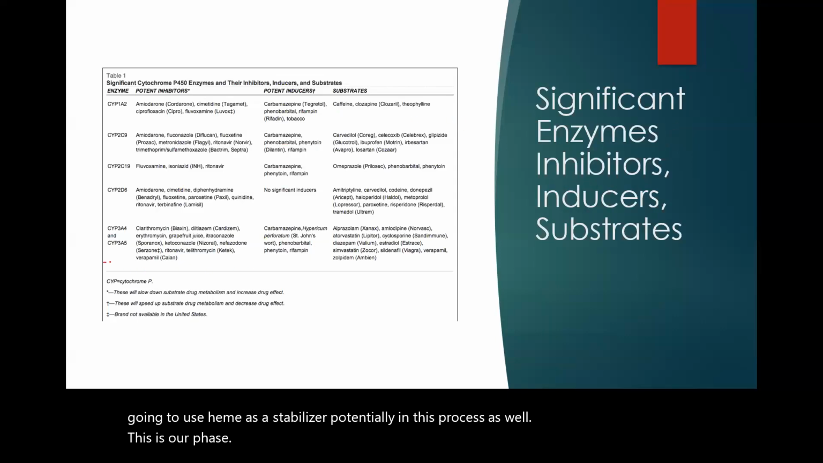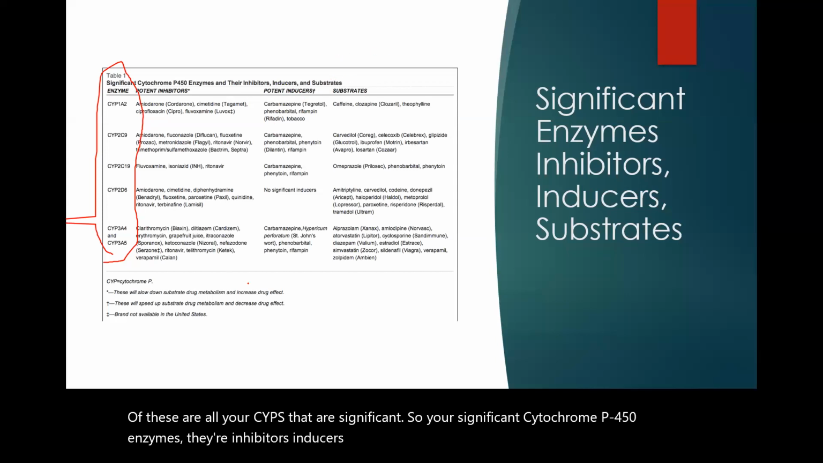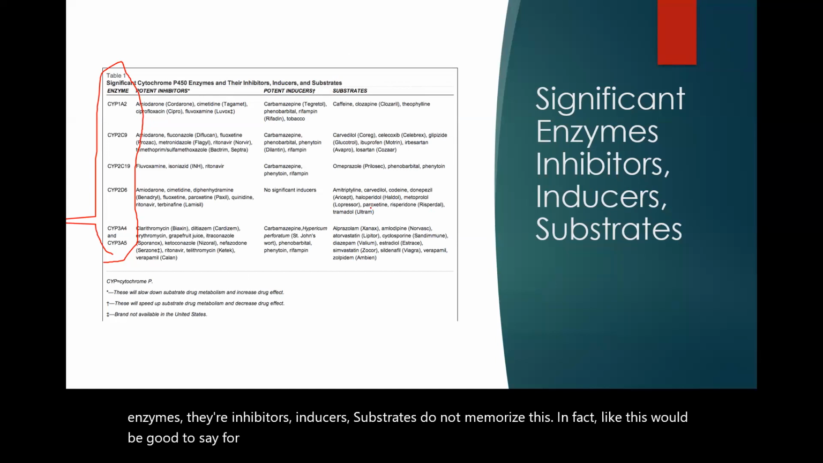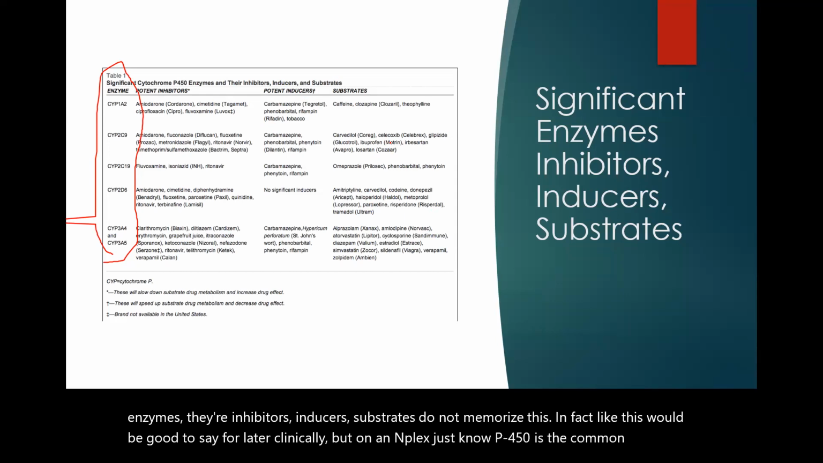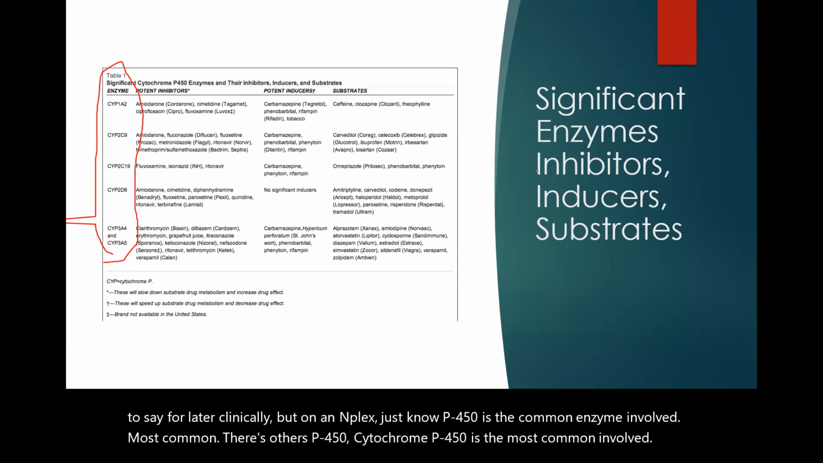These are all your CYPs that are significant. So your significant cytochrome P450 enzymes, their inhibitors, inducers, substrates. Do not memorize this. In fact, this would be good to say for later clinically, but on an NPLEX, just know P450 is the common enzyme involved. Most common. There's others. Cytochrome P450 is your most common involved. I would not do any more than that.